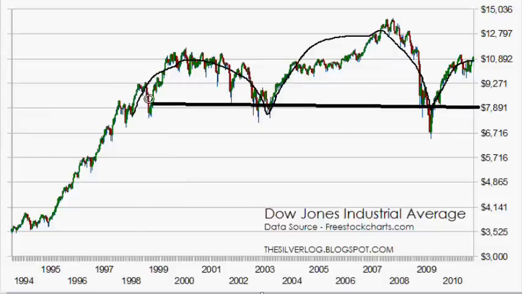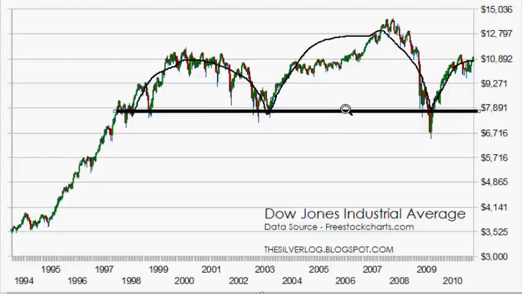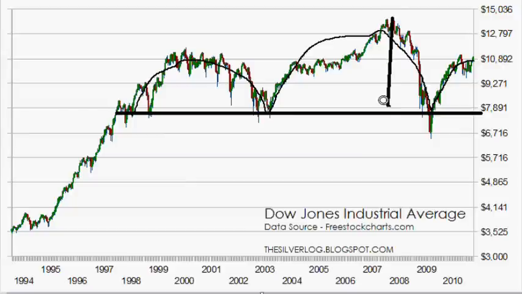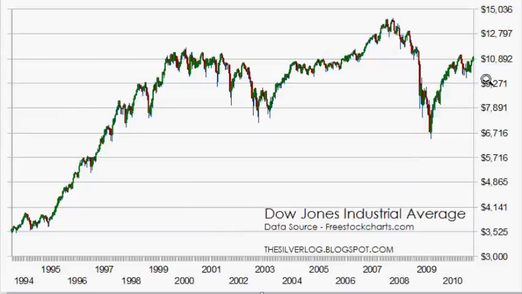The neckline is approximately 7,600, probably somewhere around there. If we take the length of the pattern and pick about 60% of it, it gives us a price objective towards, oh man, that would take us down to about 5,000. And we still have a long way to go to make this pattern happen. It's only halfway through its right shoulder.